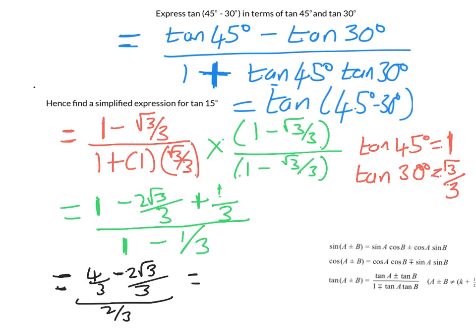Well, we can simplify that, divide each bit by 2 thirds. So 4 thirds divided by 2 thirds, that's 2. And 2 thirds root 3 divided by 2 thirds, well, that's just root 3. So with all that right in, you get the nice result that tan 15 is 2 minus root 3.